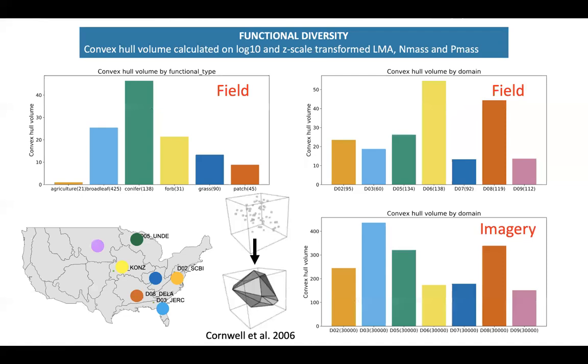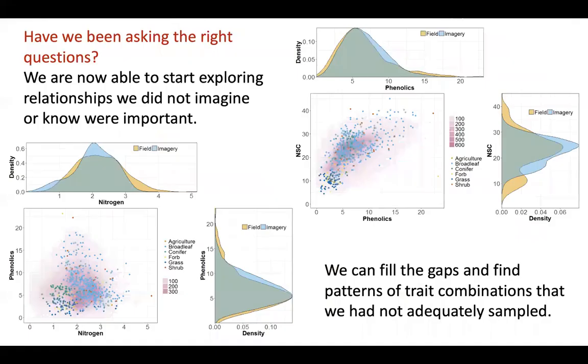If we believe the imagery, we can see that there are some considerable differences in what the functional diversity is if we use our image data versus if we just look at the field data. So this is providing insights into what the real functional diversity might be across these different ecosystems. So it leads us to this question: have we been asking the right questions?